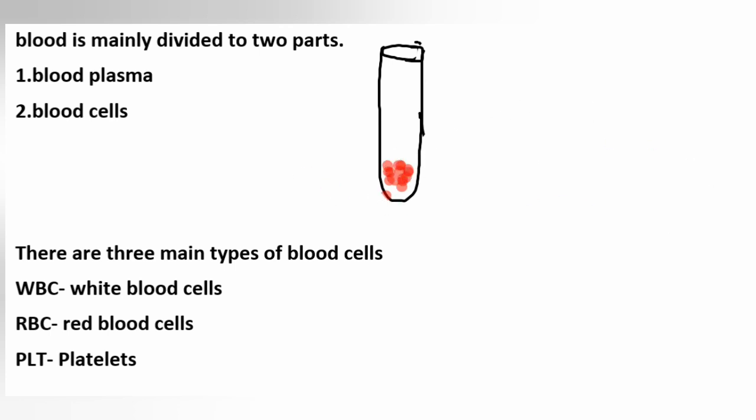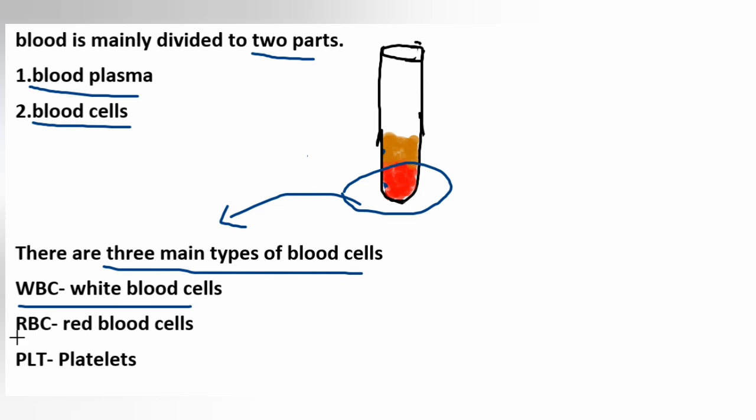Blood is mainly divided into two parts: blood plasma and blood cells. There are three main types of blood cells. The first one is WBC, white blood cells. The second one is RBC, red blood cells. The third one is platelets.